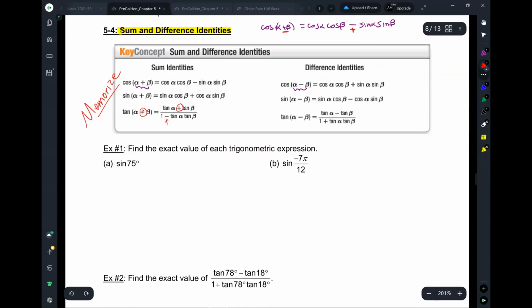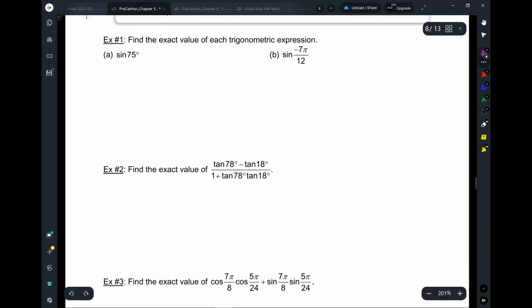Why do you even care about these? Well, we know how to find sine of 30. We know how to find sine of 45, cosine of 60, cosine of 90. But how about sine of 15? That's not a special angle. Cosine of 75, that's not a special angle. This gives us a way to also be able to find some of those non-special angles. So, for example, sine of 75.